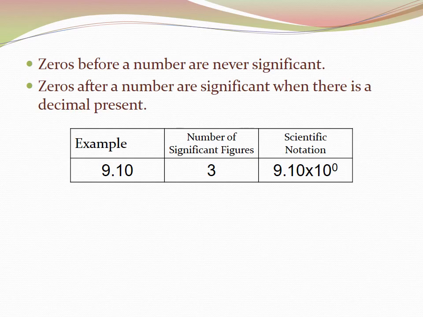In fact, since the decimal did not move, when it says scientific notation, I don't have to write times 10 to the anything, so I would prefer if you wrote 9.10. If you had written times 10 to the 0 after the 9.10, that's okay, but it's not necessary.